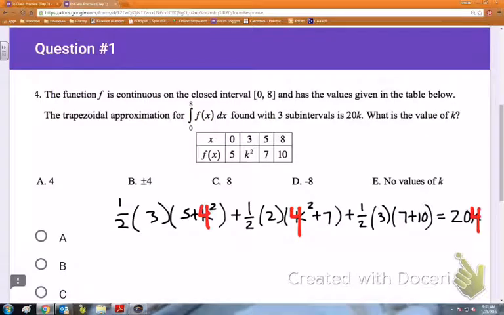The concept is definitely on the AP test. It's definitely on your benchmark coming up. But this question might be a little bit more difficult just because it has the k squared and all that. So the concept is there, where you have to find a value from the table, but maybe not to the extent that this one tests on.